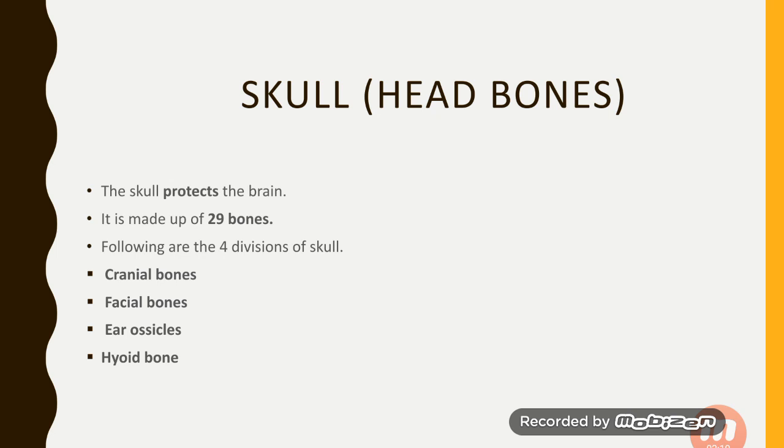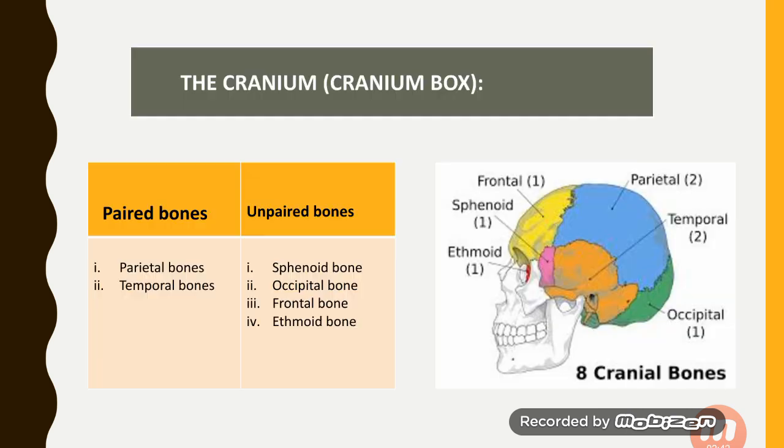Now if we talk about the skull bones, which are the part of the axial skeleton, there are basically 29 bones which will form 4 different divisions of the skull. Number 1, cranial bones. Number 2, the facial bones. Number 3, ear ossicles. And number 4, the hyoid bone. We will talk about them one by one.